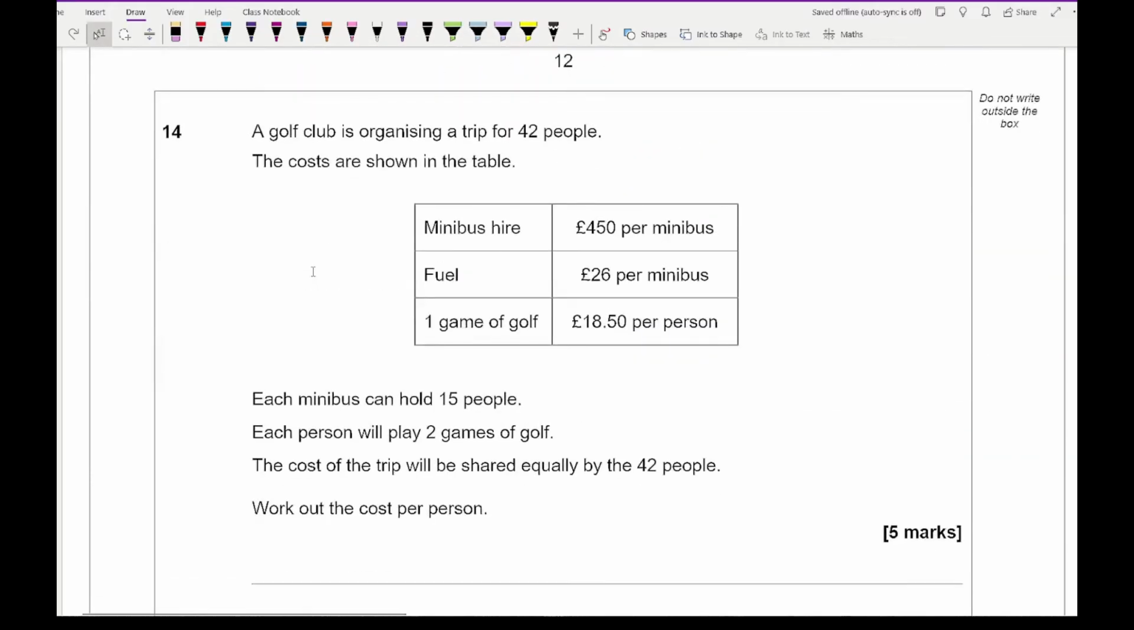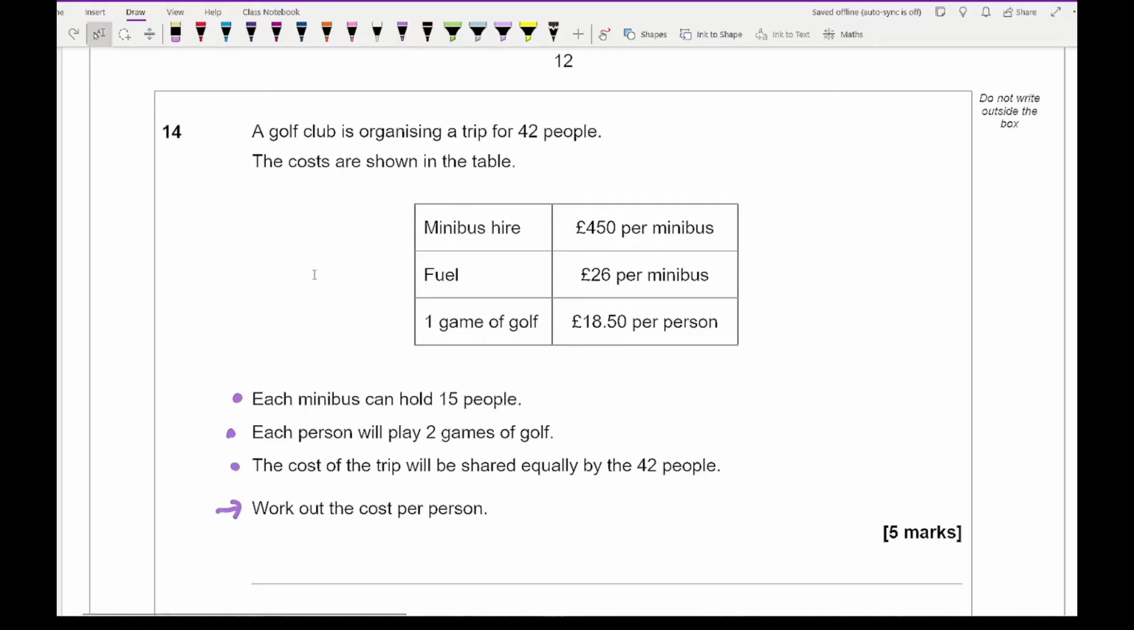Moving on to question 14, it says that a golf club is organising a trip for 42 people. The costs are shown in the table. So we've got minibus hire, fuel and 1 game of golf. Each minibus can hold 15 people. Each person will play 2 games of golf and the cost of the trip will be shared equally by the 42 people. Work out the cost per person. So this information here is really important, and obviously we've got our final answer of how we want it written.